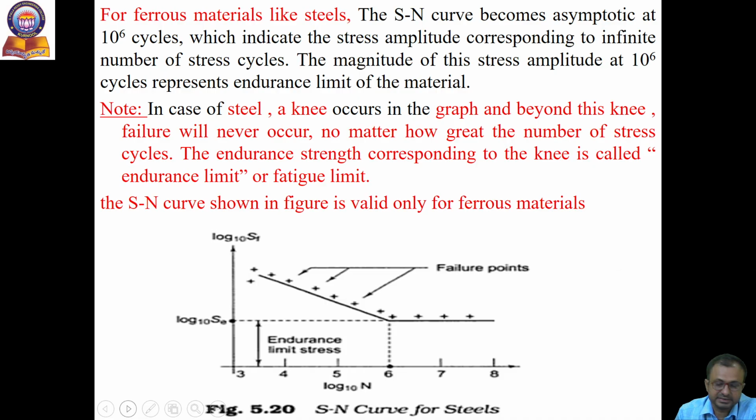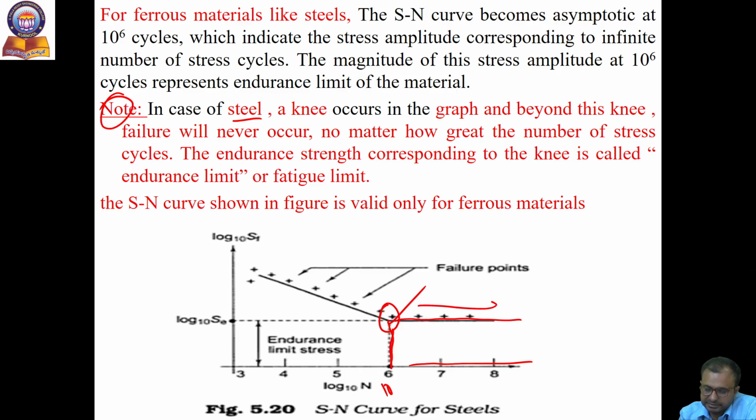For ferrous materials, the S-N curve becomes asymptotic. Asymptotic means this curve is parallel to the X axis. At 10 to the power of 6 cycles, the stress amplitude corresponds to an infinite number of stress cycles. The magnitude of this amplitude at 10 to the power of 6 cycles represents the endurance limit of a material. An important note is that for steel, a knee formation occurs in the graph.